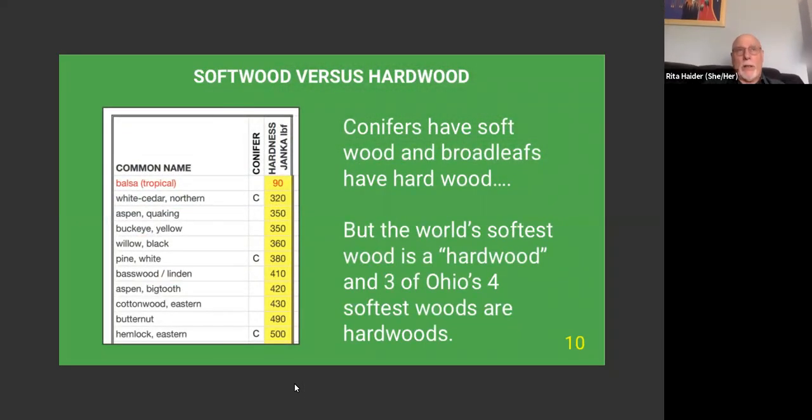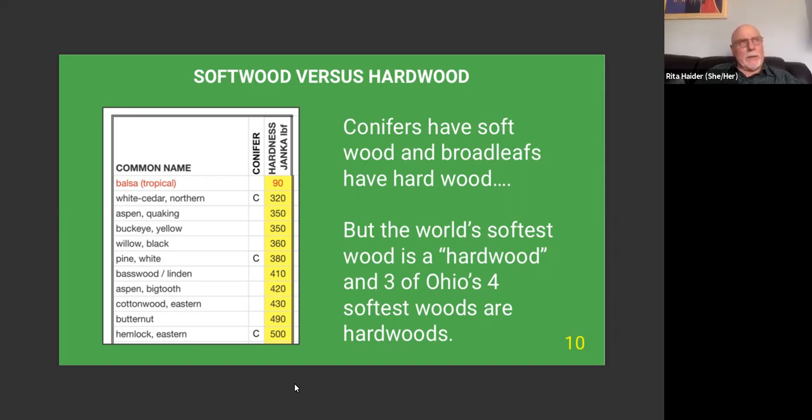When you're at the lumber yard, talking about woodworking, we use the term softwood versus hardwood. Conifers are softwoods, broadleaves are hardwoods. But the softwoods aren't always softer. The hardwoods aren't always harder. I have a table that, well, we'll discuss that later.